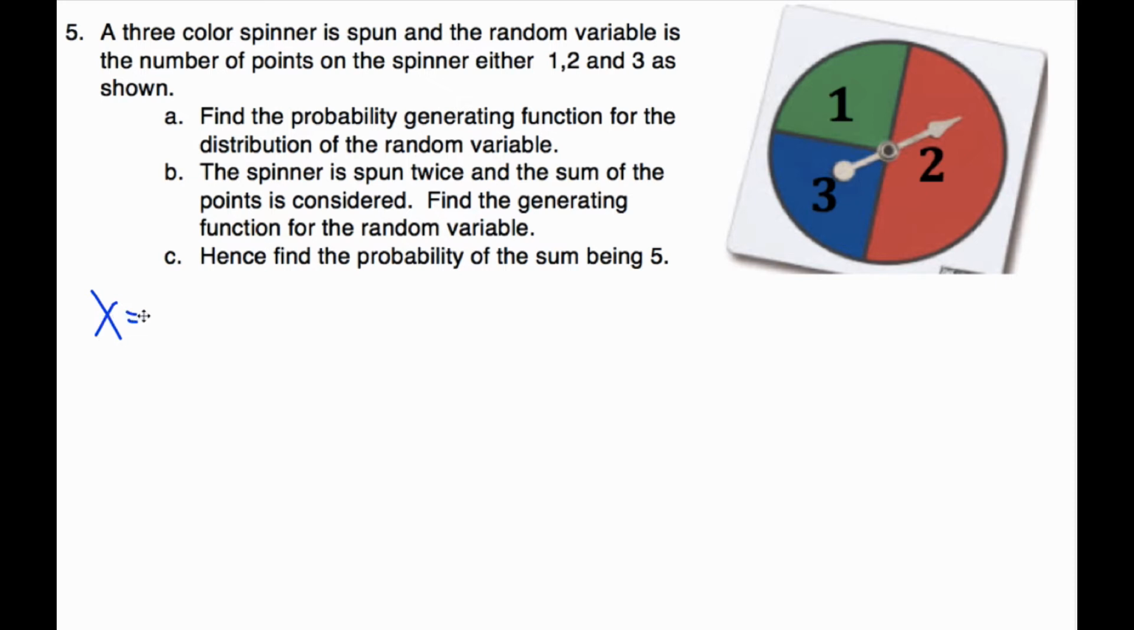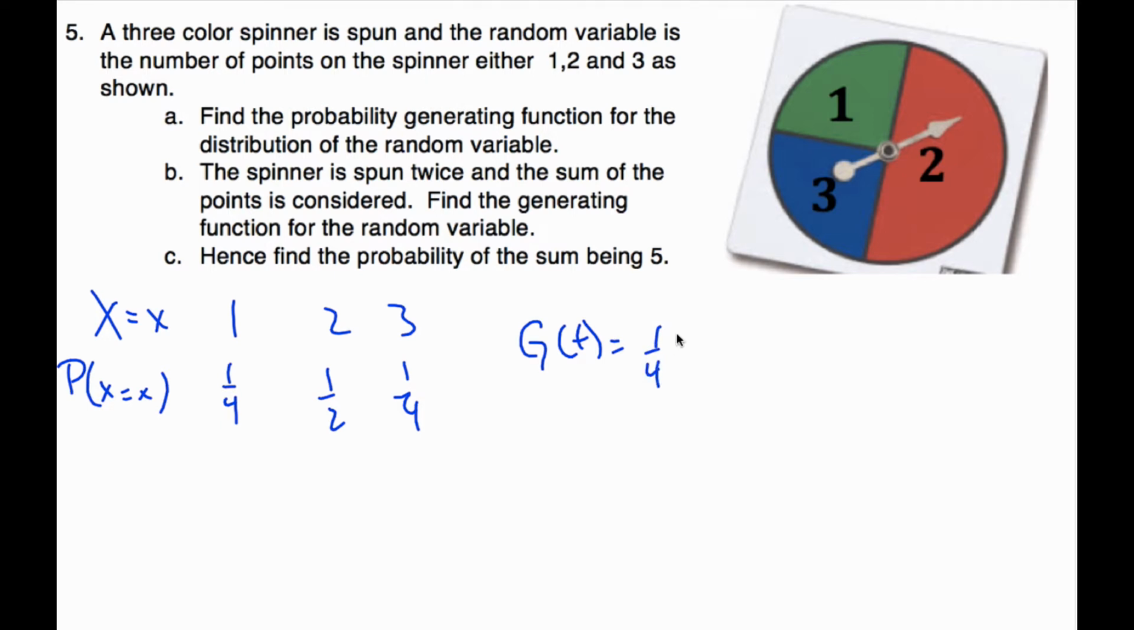I have the random variable equals x. I could get a 1, a 2, or a 3. And the probability of that occurring, the 1 happens a quarter of the time, 2 is half the time, and 3 is a quarter of the time. And so if I'm going to make my probability generating function, g of t is simply 1/4 t to the power 1 plus 1/2 t to the power 2 plus another 1/4 t to the power 3. And there's the generating function for x.